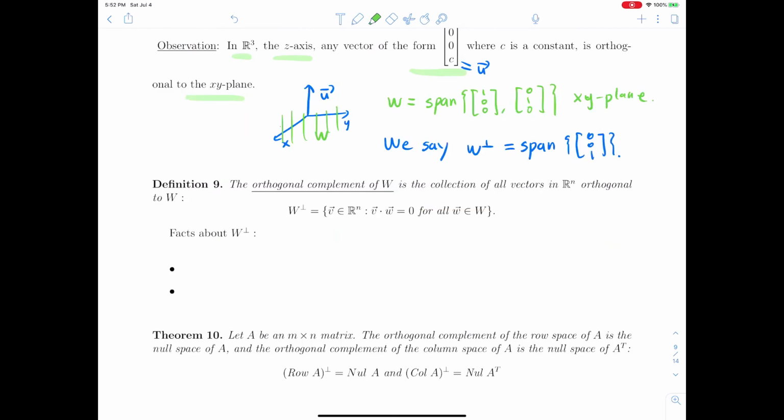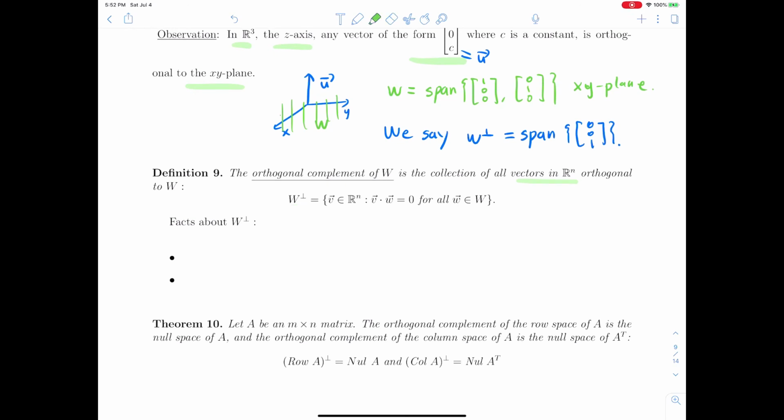So the orthogonal complement of W is the collection of all vectors in Rn which are orthogonal to the given vector space W. Or in other words, we can write W perp, which stands for perpendicular. So it is the set of all elements x such that if you take the dot product with any vector w in W, then you will get 0.